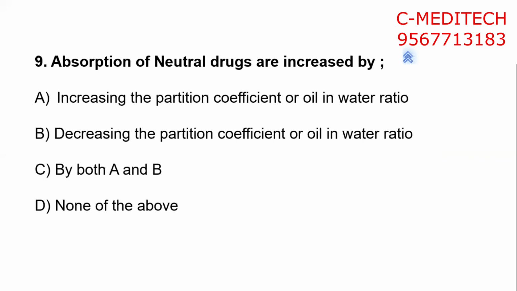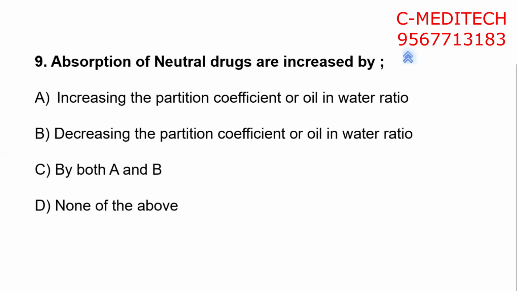Question number 9. Absorption of neutral drugs is increased by. So how can we increase the absorption of neutral drugs? Option A is given, increasing the partition coefficient or oil in water ratio. Option B, decreasing the partition coefficient or oil in water ratio. Option C, both A and B. And option D, none of the above. So how can we find which mechanism is used for increasing the absorption of neutral drugs? We know that it is related to the partition coefficient or oil in water ratio, right?